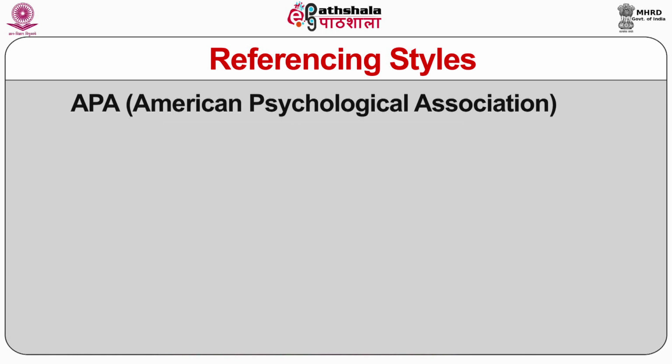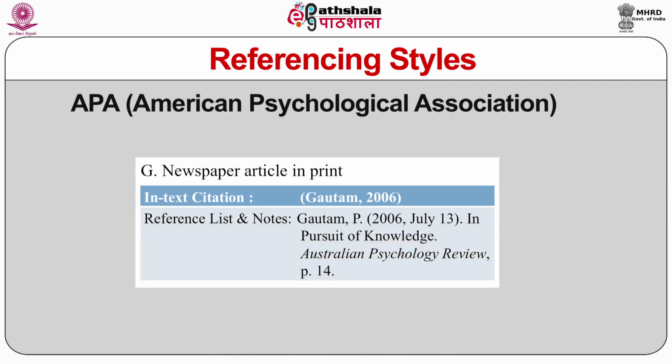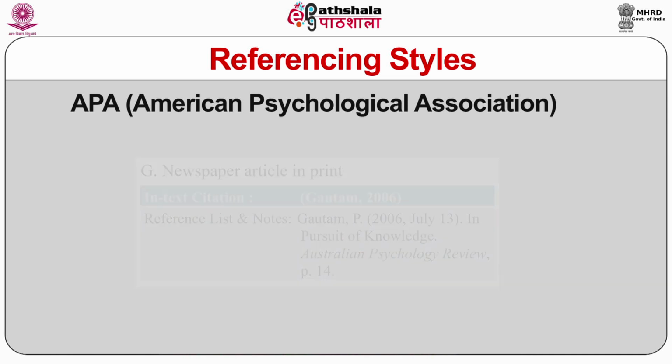In case it's an article in the newspaper, it has to be presented in the form, again the last name with the year in case of the in-text citation, and at the end in the references it has to be last name, initial, then within brackets the year and the date also, that is here you can see 2006 and July 13. Then the title of that article with the name, Australian Psychological Review, with the page number.